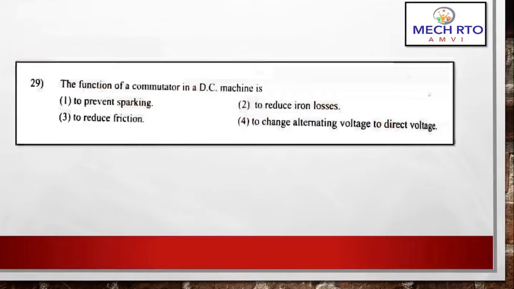Now the first question: the function of a commutator in a DC machine is. Options are to prevent sparking, to reduce iron losses, to reduce friction, to change alternating voltage to direct voltage. So here the correct answer is to change alternating voltage to direct voltage. As you can see, the function of a commutator is to change polarity to winding, that is, change alternating current or voltage to a direct voltage. That is basically the function of a commutator in a DC machine.